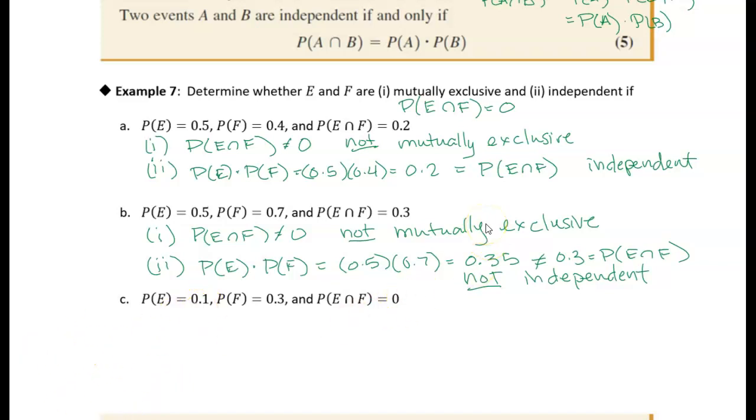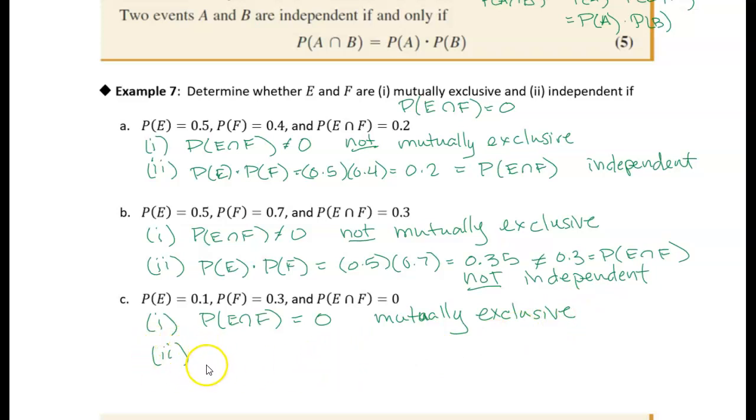All right, so let's take a look at this last one here. We want to test whether these are mutually exclusive, and we're going to do that by looking at the intersection. So the probability of the intersection of E and F, so the probability that they happen at the same time or together, is equal to 0. And that's the test. They're equal to 0, so it's mutually exclusive. Okay, so these events are mutually exclusive.